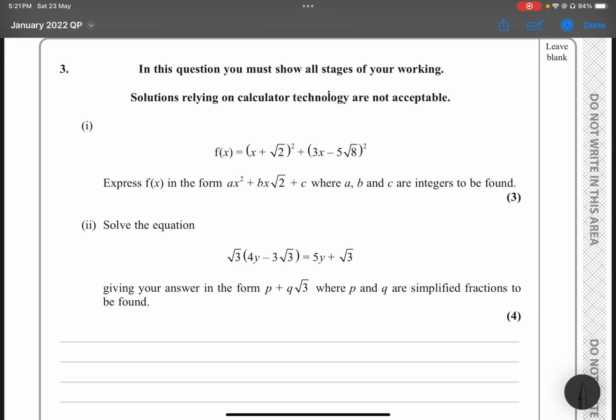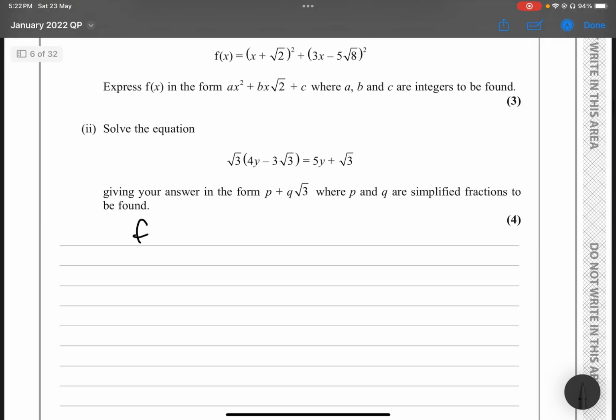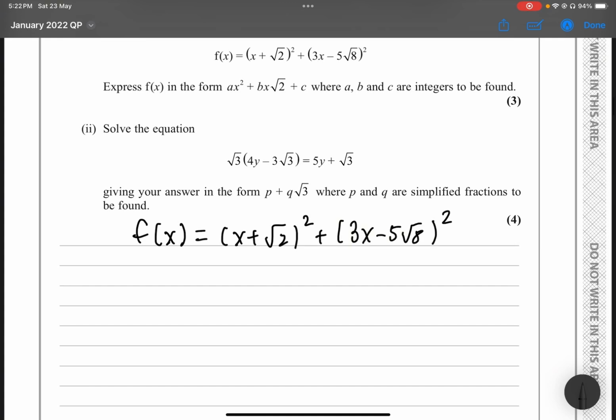So let's start. We have a function f of x equals (x plus root 2) whole squared plus (3x minus 5 root 8) squared. And we need to express f of x in the form ax squared plus bx root 2 plus c, where a, b, and c are integers to be found. So I'm just going to write the function again. f of x equals (x plus root 2) whole squared plus (3x minus 5 root 8) whole squared.